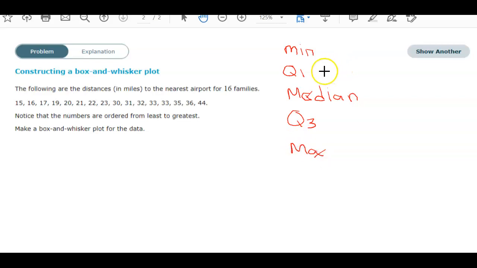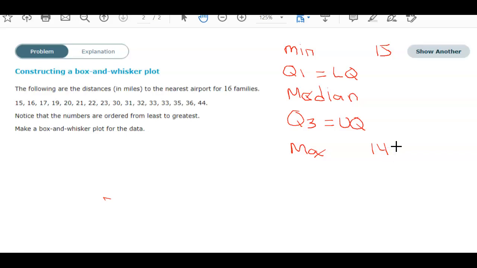Okay, now Q1 is the same thing as the lower quartile, and Q3 is the same thing as the upper quartile. Okay, so these are already in order for us, so this is going to make it really easy to finish this up. So the minimum is 15, so let's jot that down. The maximum is 44, so we'll put that down over here.